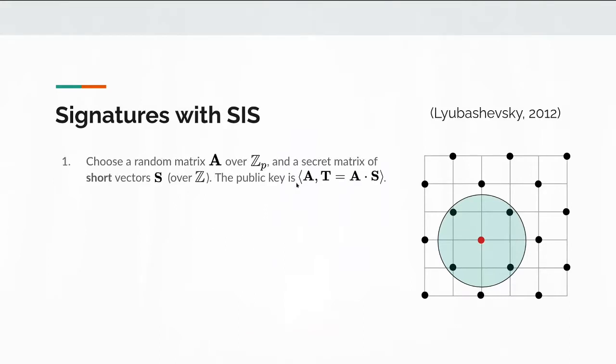Now I'll look at how we can construct signatures using a similar idea. So the idea is the signer knows a short basis of vectors, a matrix of short vectors. I'm going to choose a random matrix A, and my public key is going to be A, and then this T value, which is just multiplying my short matrix by A. So if I multiply a short matrix by a random matrix, I'm not going to get another short matrix.